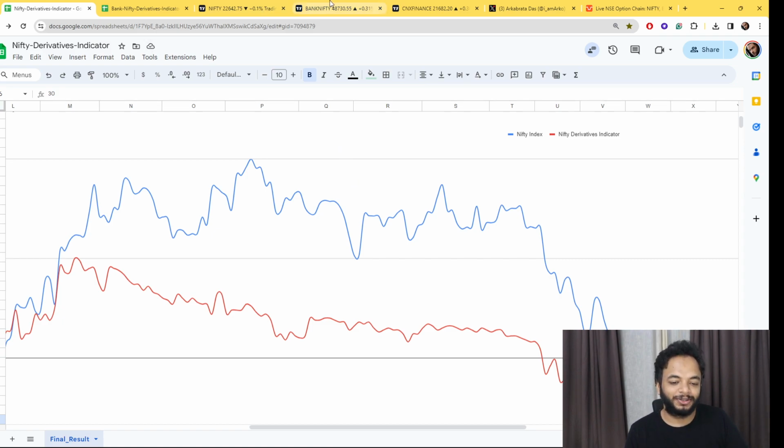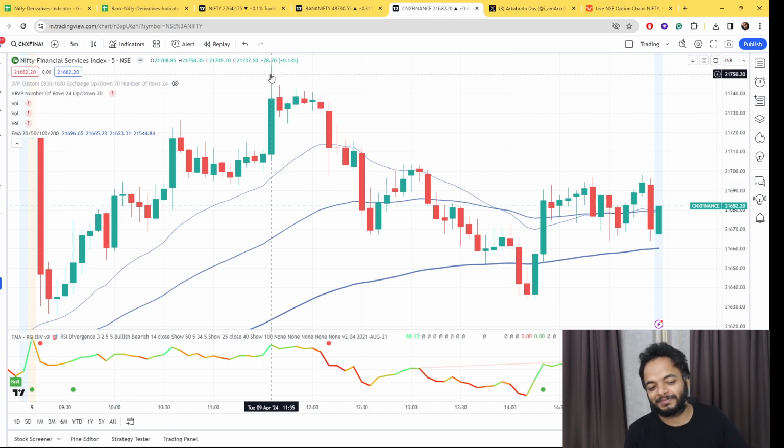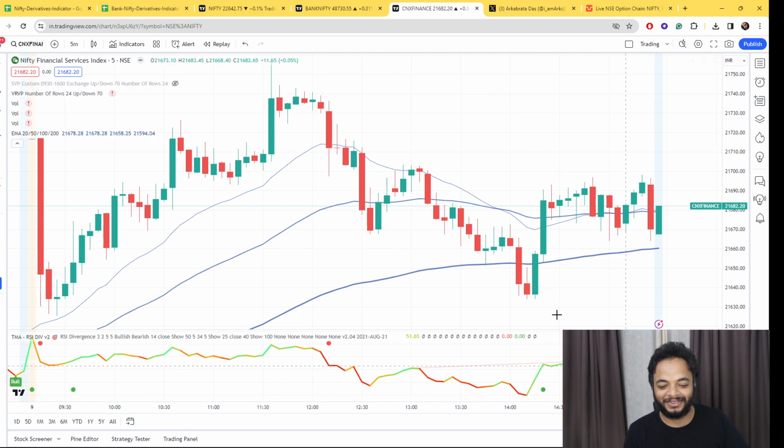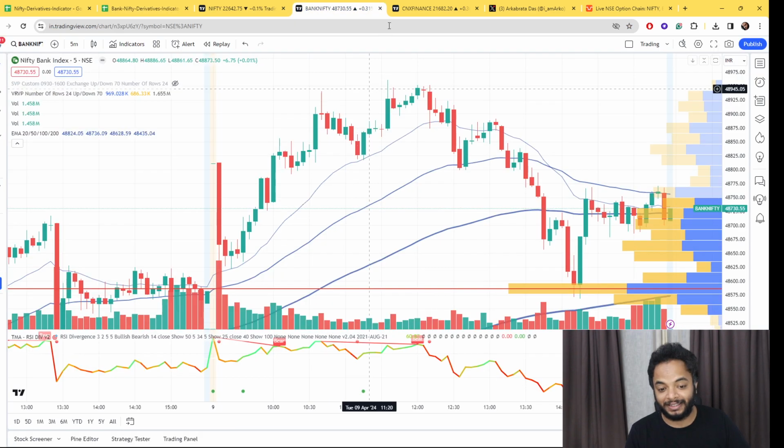And now let me show you the main important point, that is FinNifty. After this spike, everyone thought that FinNifty is going to go up, but this spike was a totally fake one. And after that you saw what happened. Let's look, that spike also came in Bank Nifty as well, at 11:35.